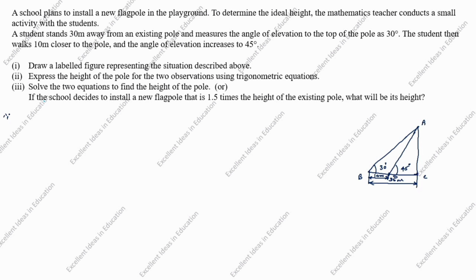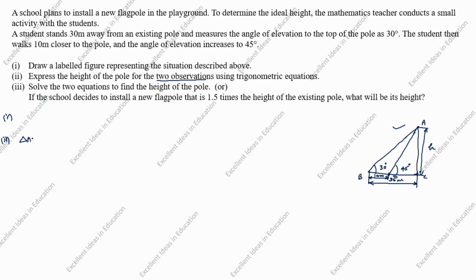First question. Draw a labeled figure representing the situation described above. So this is the first question answer. Second one. Express the height of the pole for the two observations using trigonometric equations. This is the height. We need to find this height. Two observations means 30 degrees and 45 degrees. Now we will solve this problem.